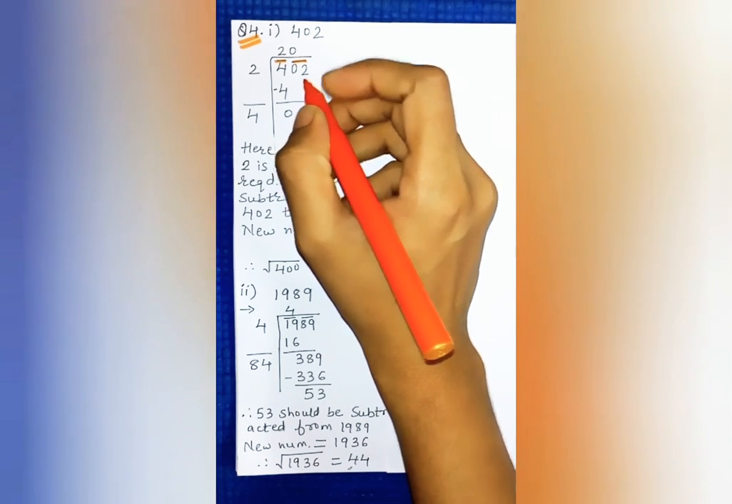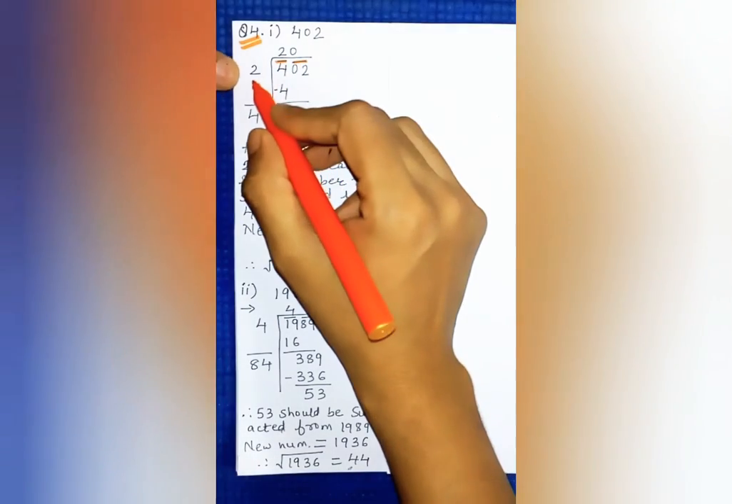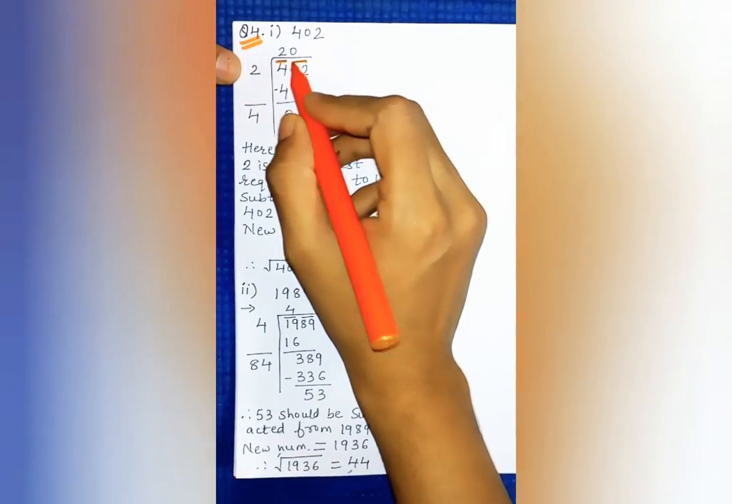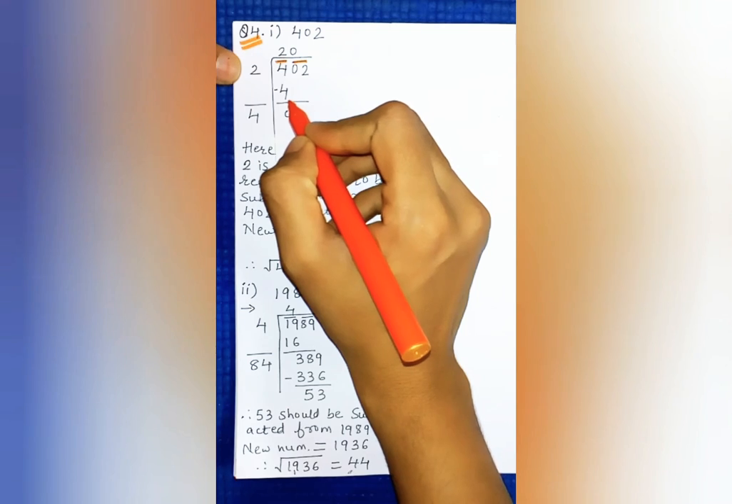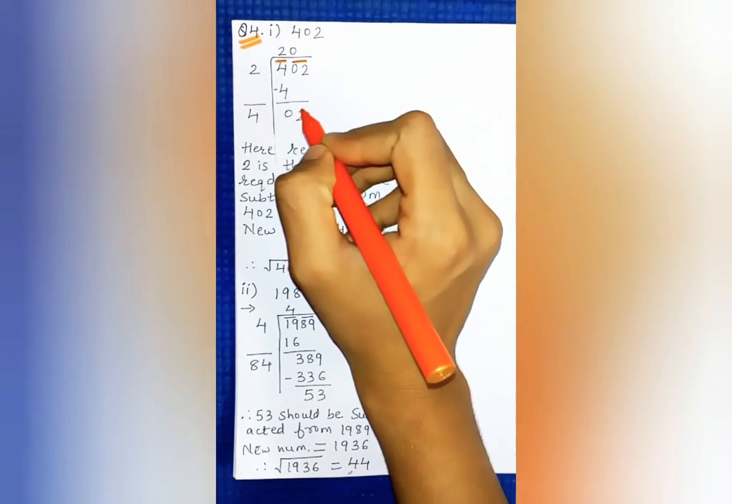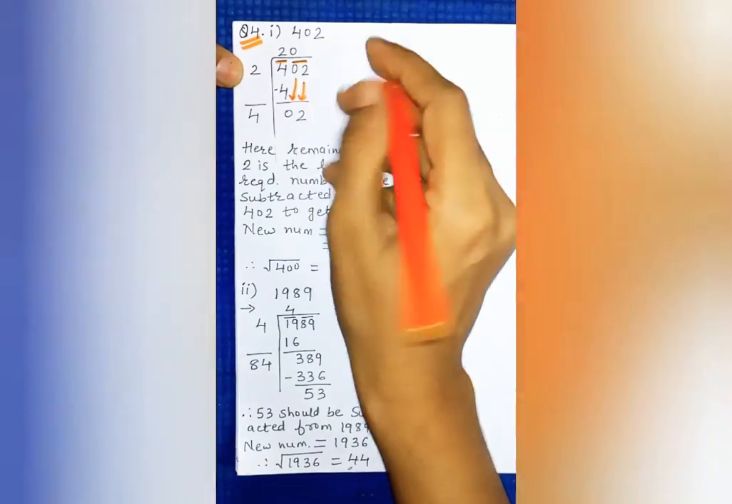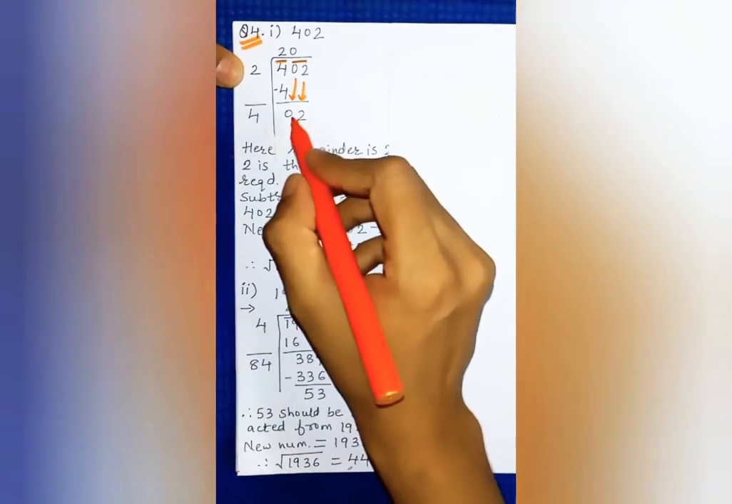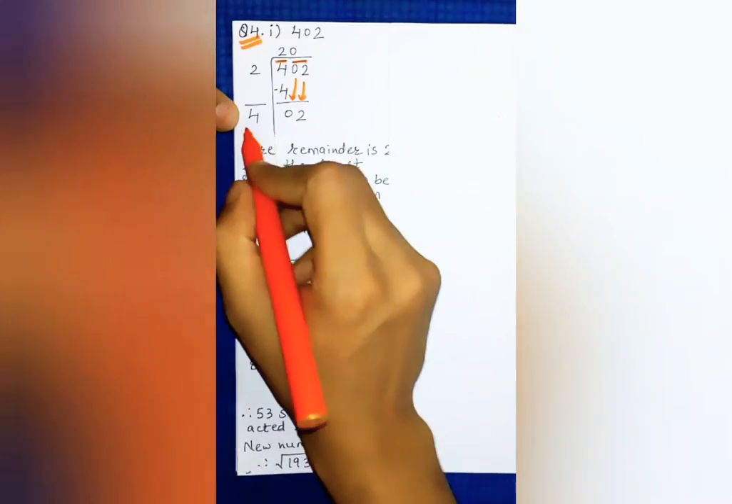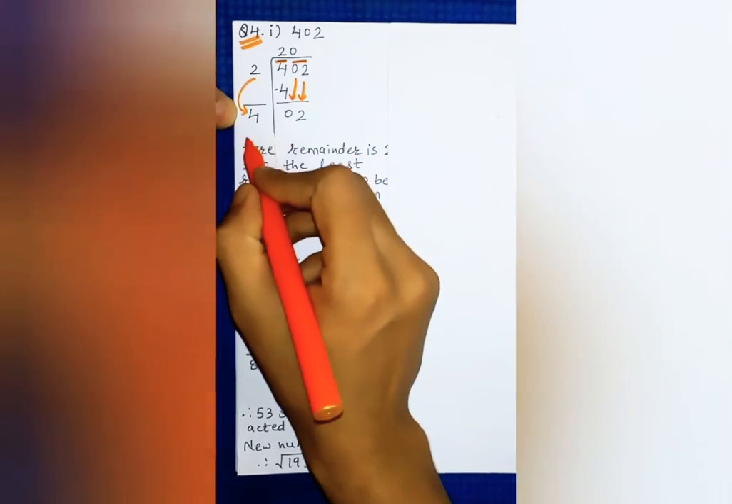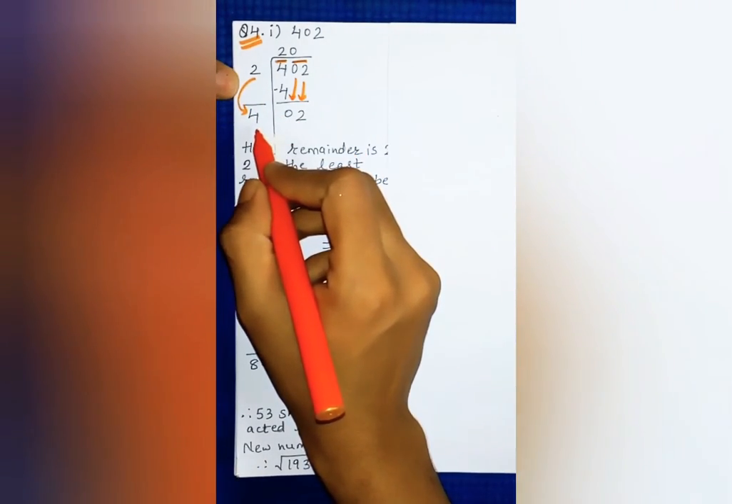or equal to 4. So 4 is a square number, we know that. So we will start with 2 twos. So 2 twos will give you 4. Here 4 minus 4 will be 0. Now this 0 and this 2 are a pair, so we will bring both down here. So 02, and on this side we will do double of 2. So double of 2 will give you 4.